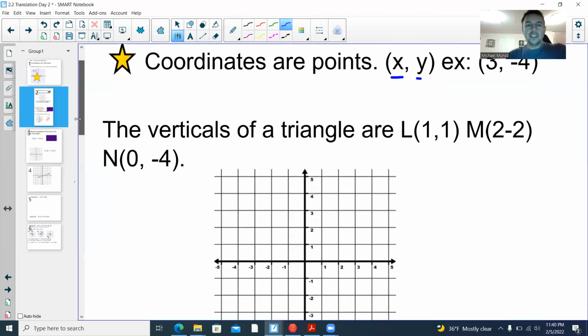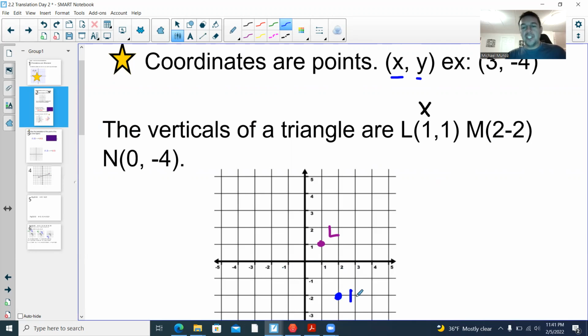So here we're going to look at a little example. It says the vertices of a triangle are (1, 1), (2, -2), (0, -4). So we're going to plot those, and it's important you know how to plot. So remember, it's X first and then Y. If it's a positive number, we're going right for the X. If it's a positive number for the Y, we're going up. So first one, we're going to go right 1, up 1. Make my dot there. I'll label it as L. And I'll do my second dot, which is, I'm going to start at the origin again, and it says +2, so that's right 2, -2, down 2.